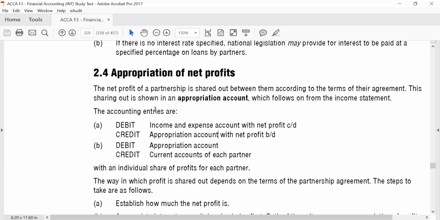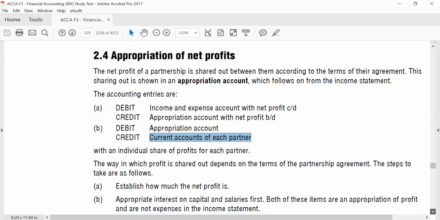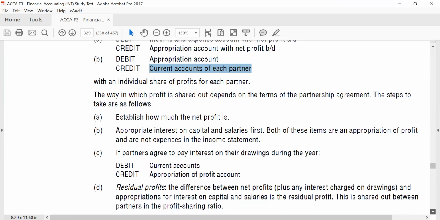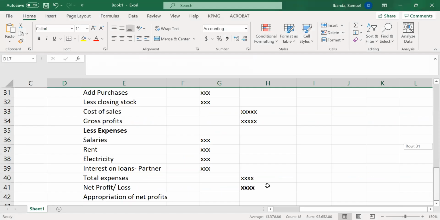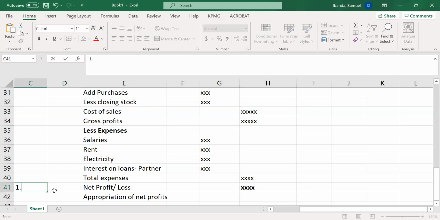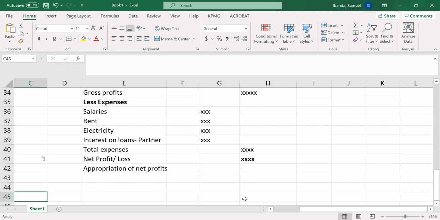We usually have one that is basically in a vertical format. So we first transfer the profit to the appropriation account, and then from the appropriation account, we transfer it to the current account. So whatever we do in the appropriation account, we shall later transfer in the current account for each of the partners. So these are the steps to follow. So establish how much net profit is. So as you can see, we have established how much profit is, this one. So this is our step one. We have done step one for our appropriation account.